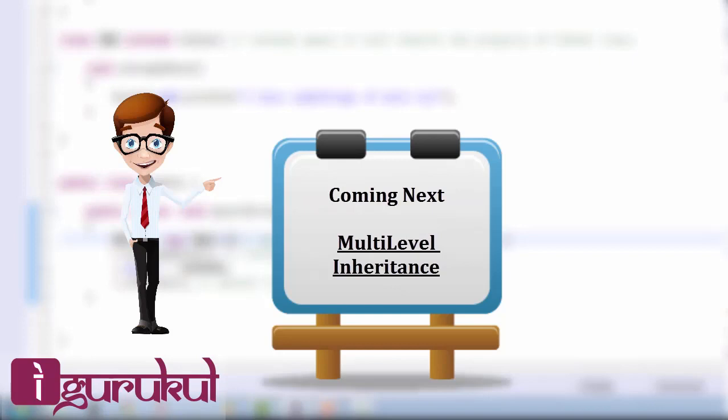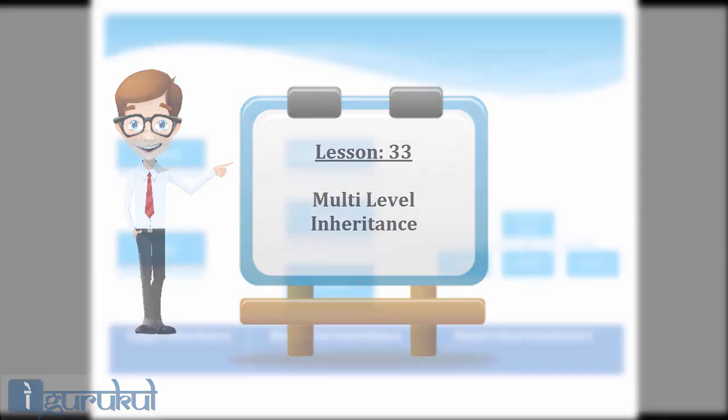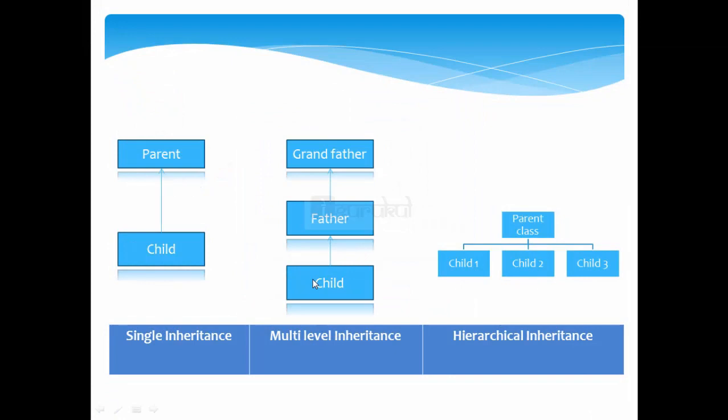Now let's have an example of the multi-level inheritance. As you can see, multi-level inheritance is something similar to single inheritance, except for one thing, that we can extend it to any number of classes. So now let's create our program and see how it can be achieved.